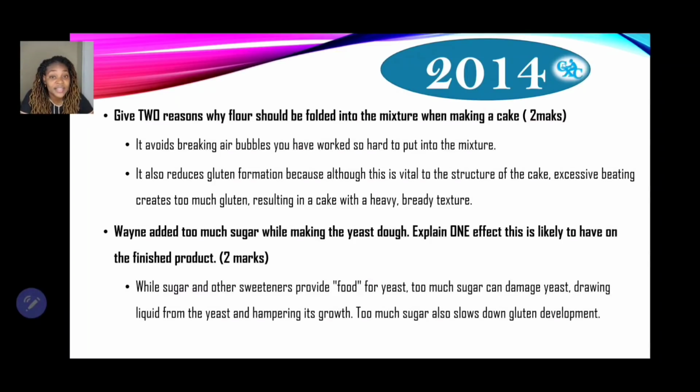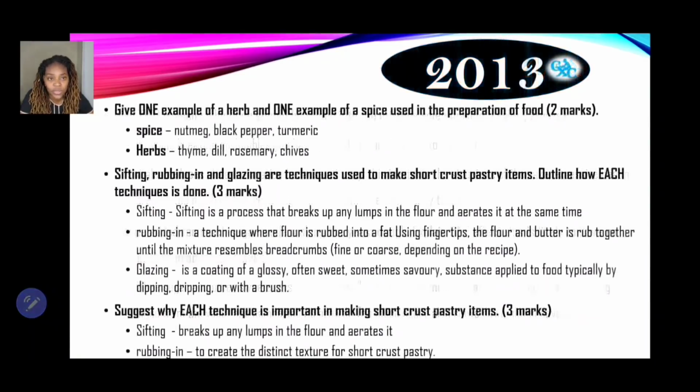And that food is the sugar, right? Now, too much sugar can damage the yeast, drawing liquid from the yeast and hampering its growth, right? Now, too much sugar also slows down gluten development. Good. And in bread making or in yeast dough, gluten is very important in creating the structure of the baked yeast product. Good. Now let us look at some 2013 questions.